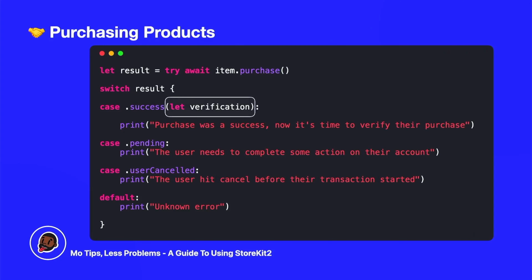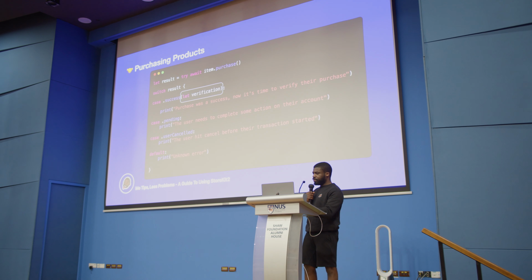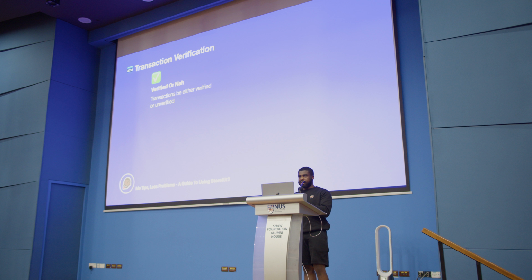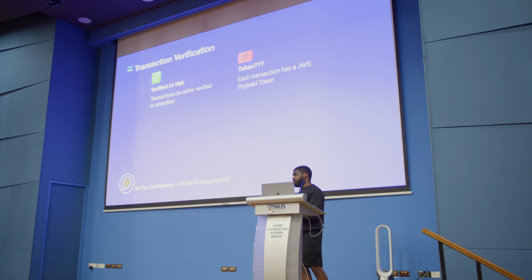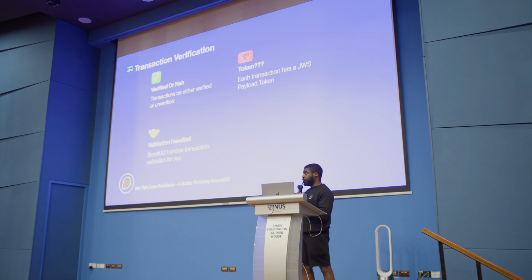But the main thing I want to focus on is this property here called verification. When you're working with StoreKit 2, each transaction is actually verified. Essentially, each transaction has a JWS payload token with a signed transaction. This is used to verify you are who you say you are when you made this purchase. So in a nutshell, the StoreKit 2 API handles validation for us. We don't actually need to do transaction validation. It's already validating and telling us, okay, this is who this person is who made that transaction.